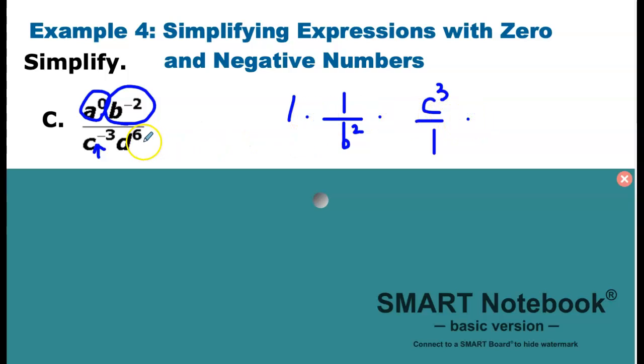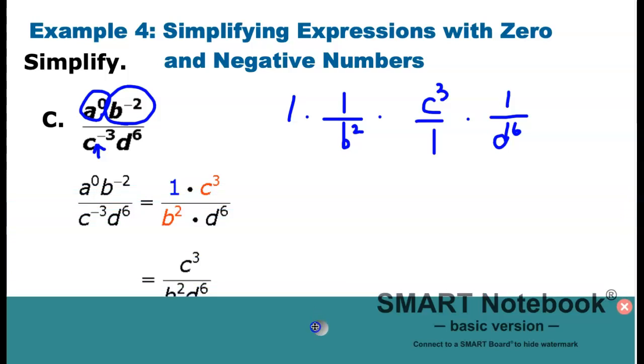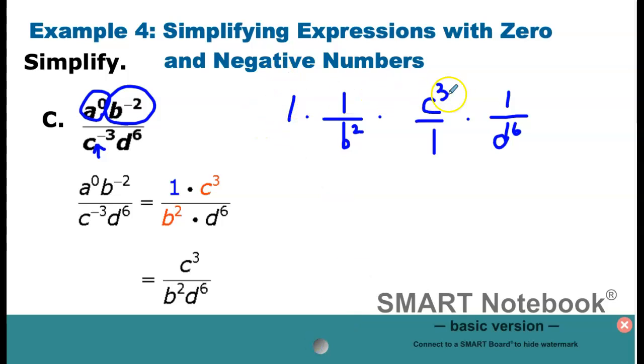And the last thing I have is d to the 6th, but it is in the denominator, and there it remains. If I put all of this together, I end up with 1 times 1 times 1 times c to the third, which is c to the third. Now I'm going to look at the denominator only. b to the second times 1 times d to the 6th. So I get c to the third over b to the second times d to the 6th.